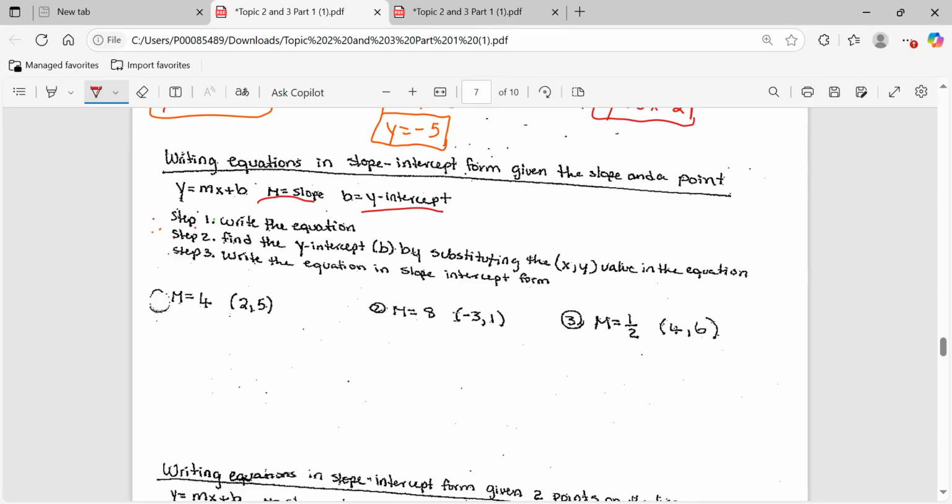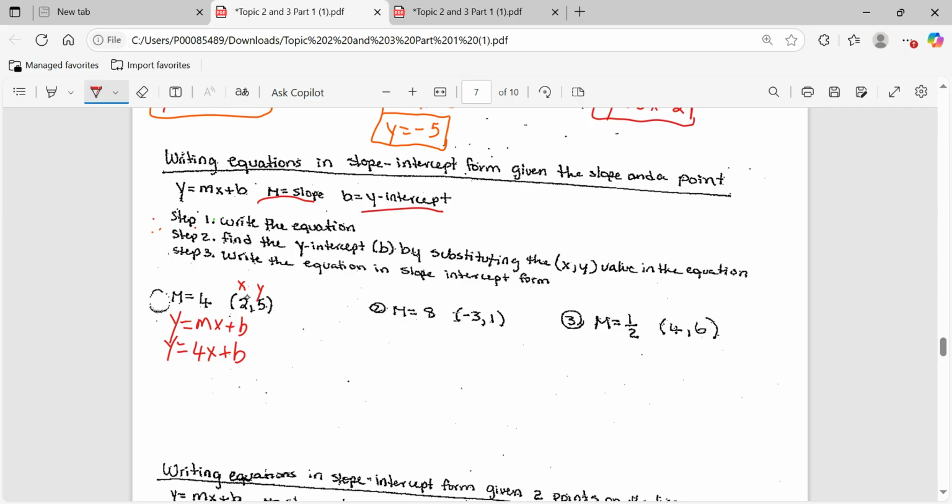So step 1 says I'm going to write the equation y equals mx plus b. And then I'm going to find the y-intercept by substituting the slope that I do know and a point, which is an xy value. Y is equal to 4x plus b. I still need to find the b. They didn't give it to me, but they did give me a coordinate, which is going to represent an x and a y. Every coordinate has an x value and a y value.